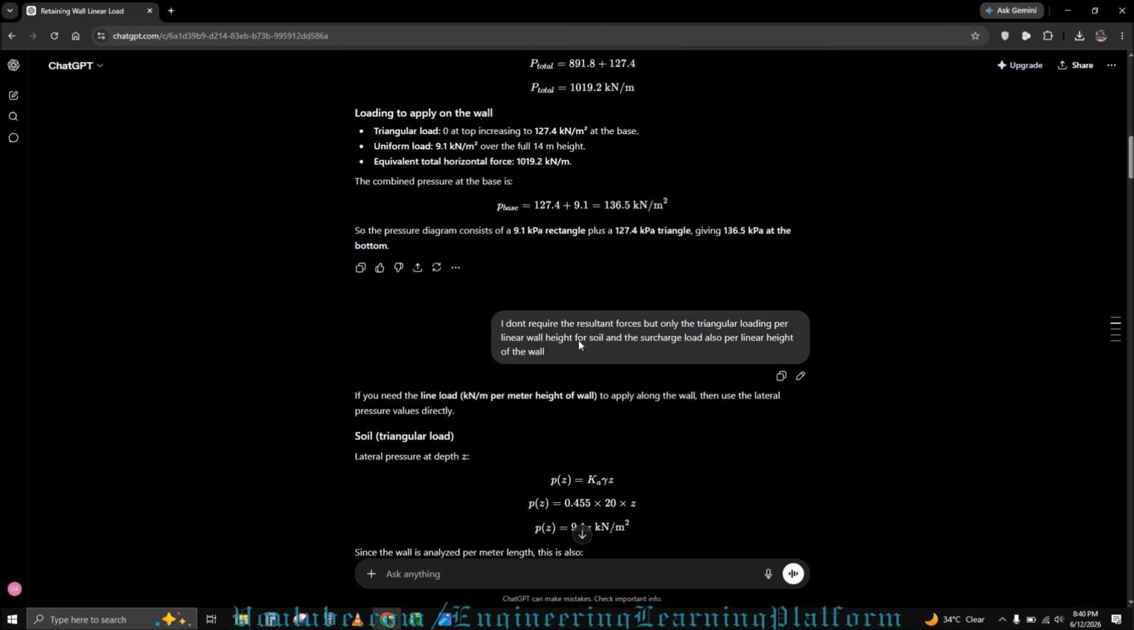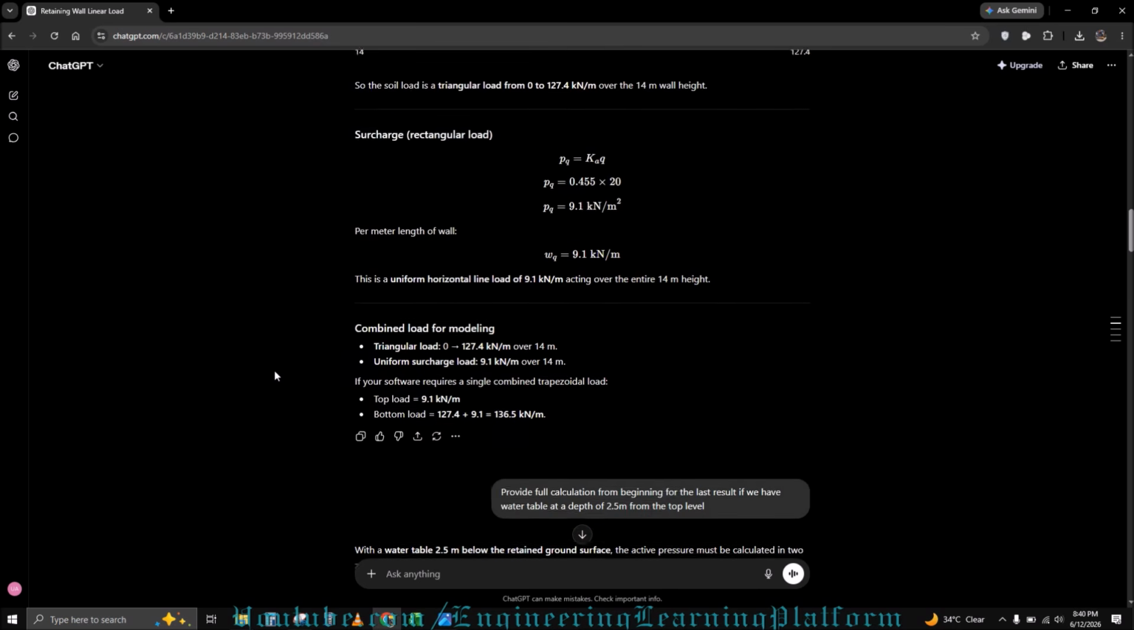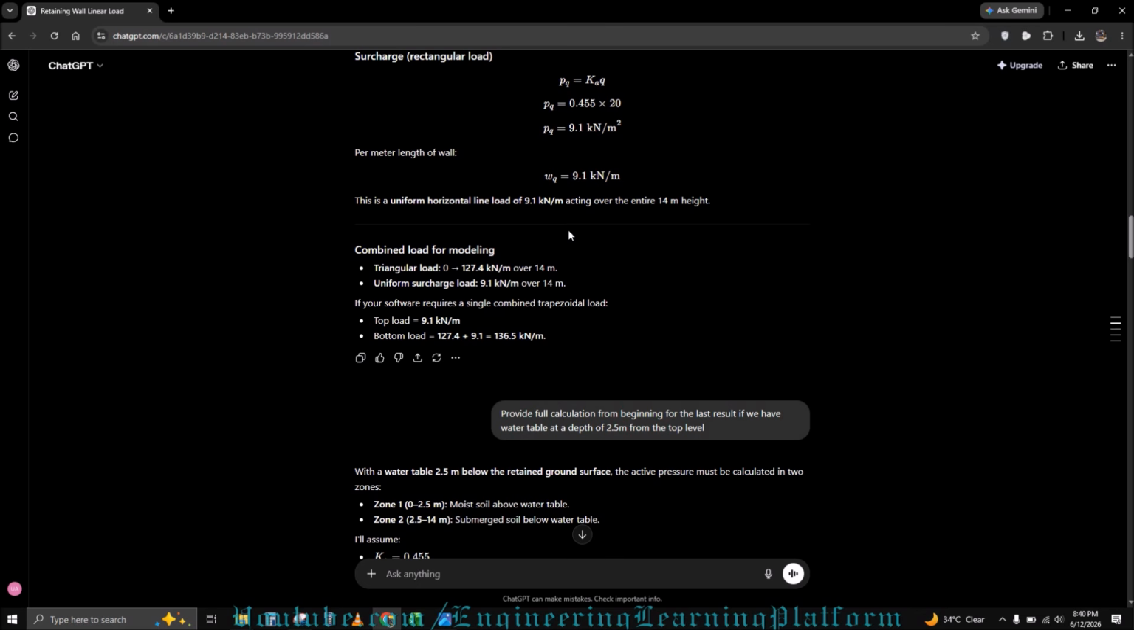The triangular loading, I specifically said it because I know for the soil, as you move downwards, the linear pressure increases, and similarly for the water, the pressure per linear height of the wall will increase. But the surcharge pressure is going to remain constant throughout the wall height, depending on the K active you are going to multiply it from. And then it gave me the output again in the form of kilonewton per meter, but I need to see the diagram, how it actually looks.